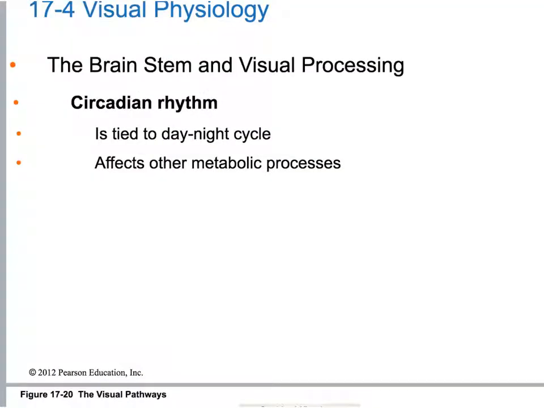There's something called the circadian rhythm. It's tied to the day-night cycle, and it affects the metabolic processes. This is usually connected with the brainstem and the visual processing in the occipital lobe of the brain.